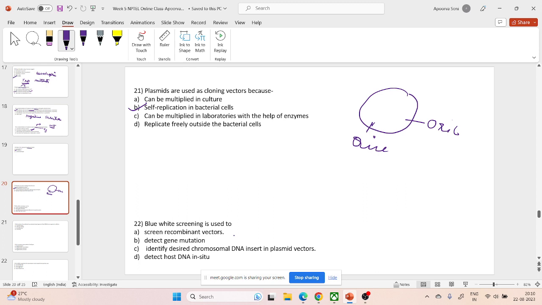Okay, yes. And anybody else who wants to give a try? Ma'am, option C. Okay. Anybody else who wants to give a try? So, ma'am, you have said option C. Can you explain why you chose option C? Identify desired chromosomal DNA insert in plasmid vectors.